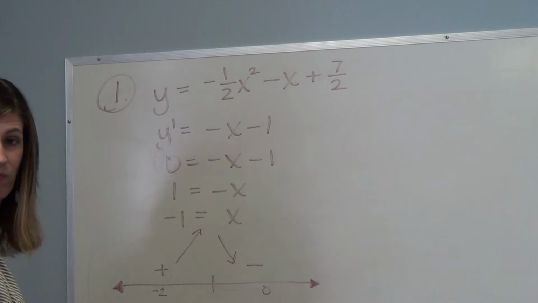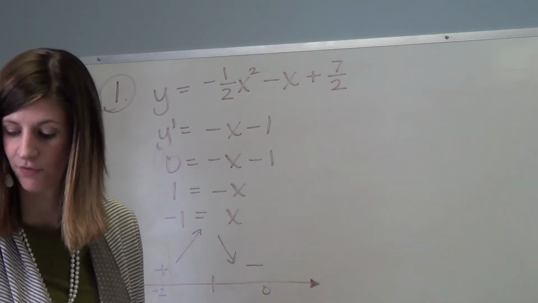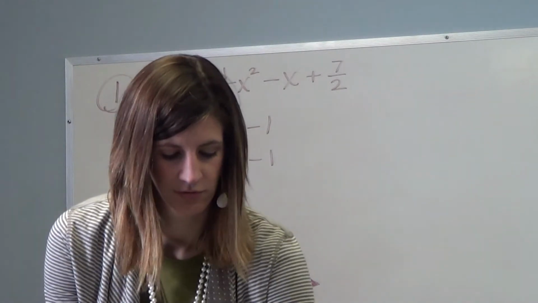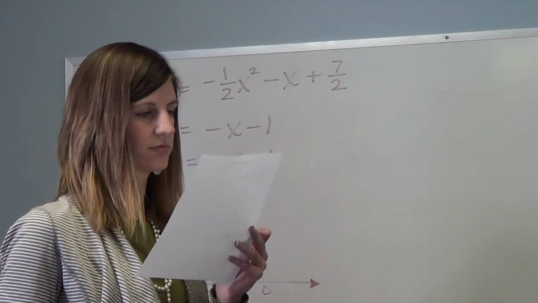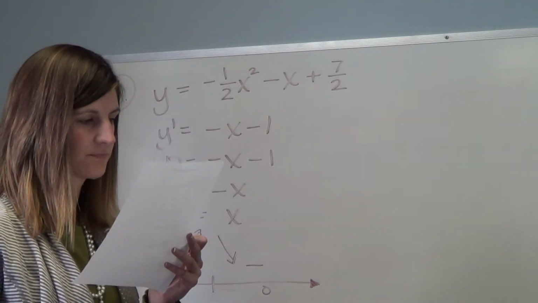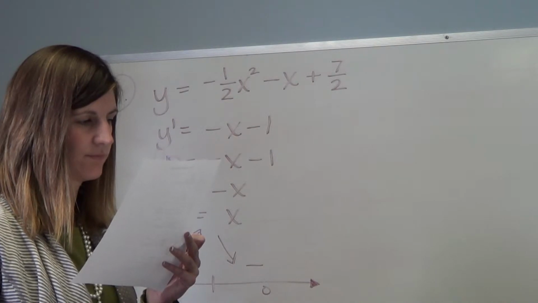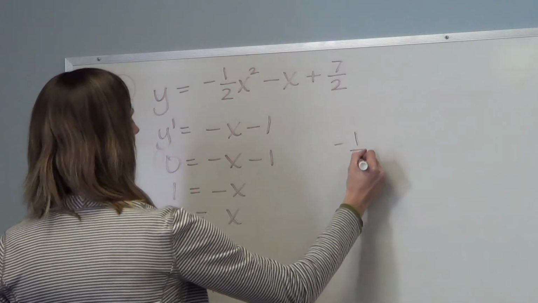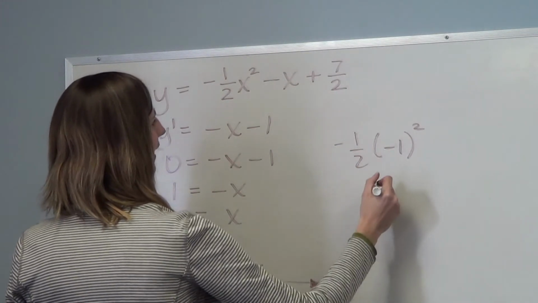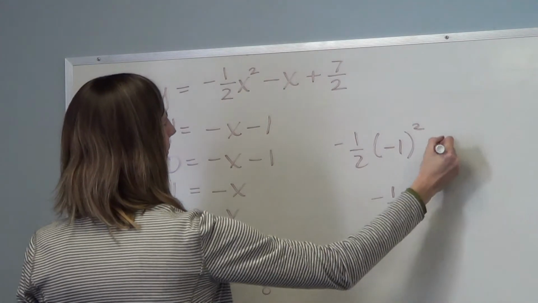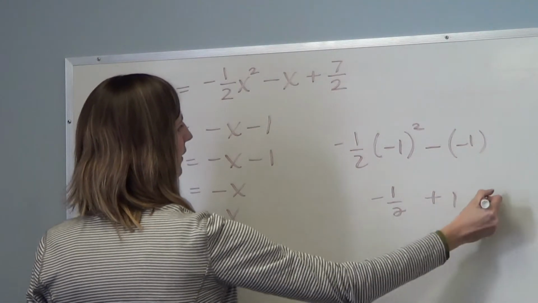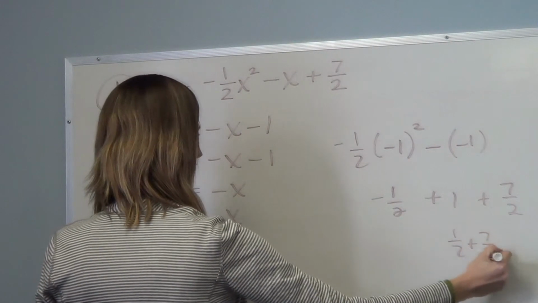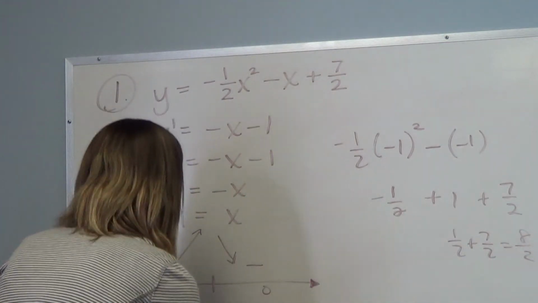What? I got 6 over 2. I was getting 4, yeah. Because if we do -1/2 times -1 squared, that would be +1, so that'd be -1/2, minus -1, so it'd be like +1 plus 7/2. So that would be 1/2 plus 7/2, so that'd be 8/2. So that'd be 4.